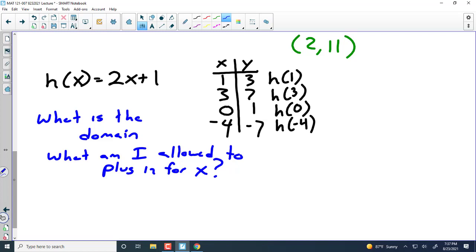Maybe I'm working with an equation where I can plug in anything I want for x. Can I plug a decimal or a fraction in here if I wanted? Yeah, no problem. I can plug anything I want in there. But there are other equations out there, good equations, functions, that cannot handle every number.